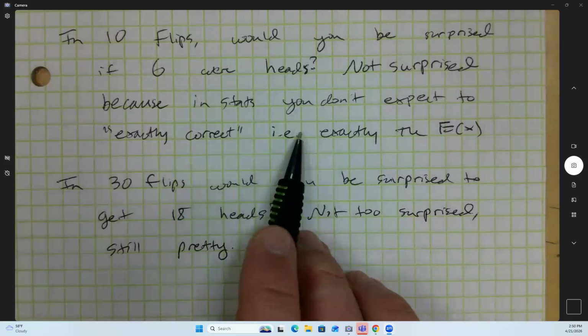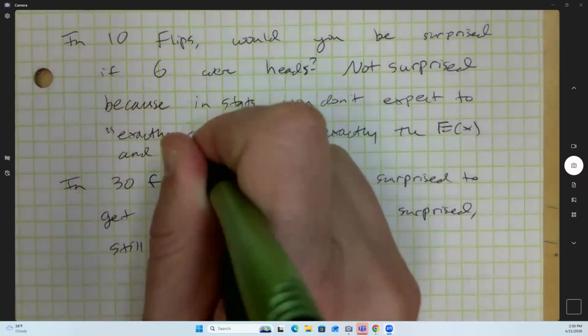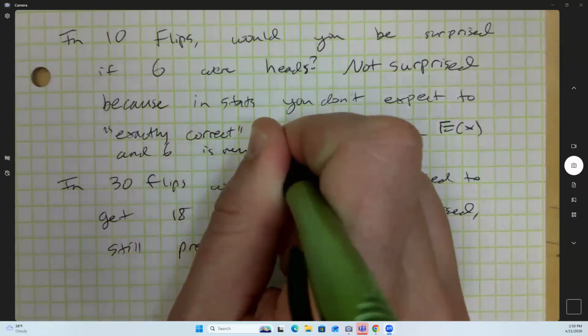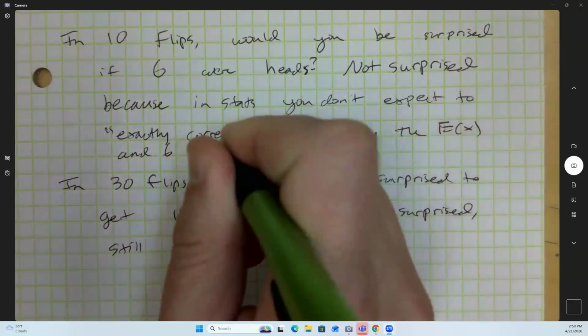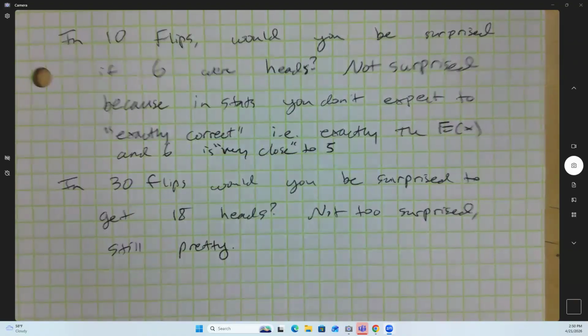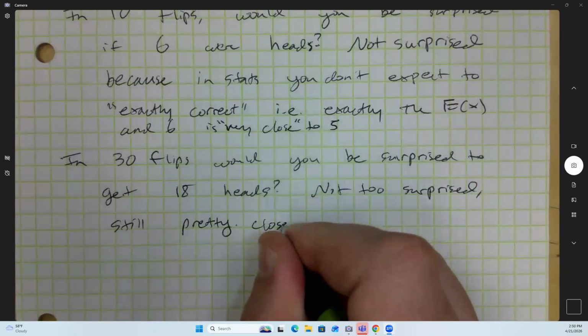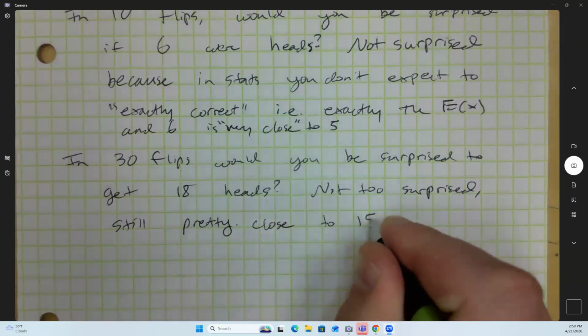I should add in here, you don't expect to be exactly correct, and 6 is very close to 5. I'm going to put the "very close" in quotations, though. Still pretty close to 15.